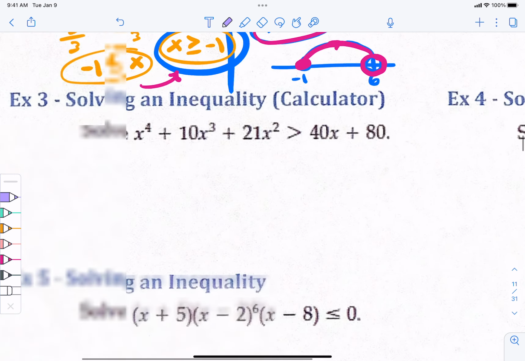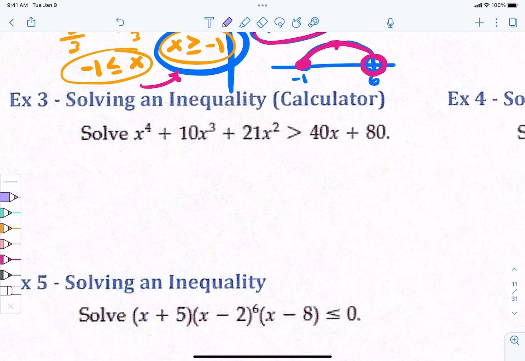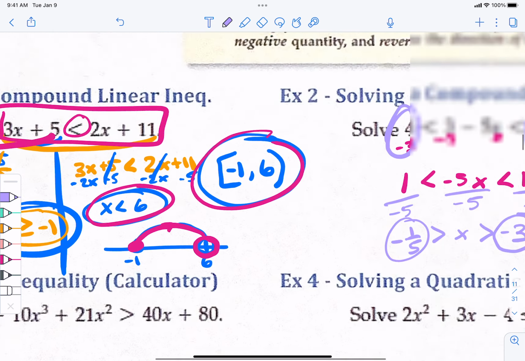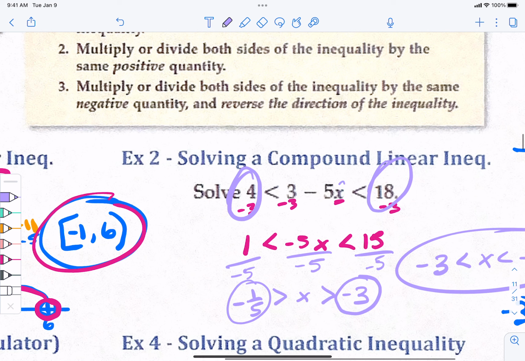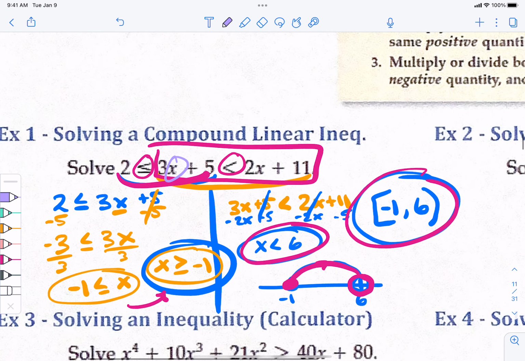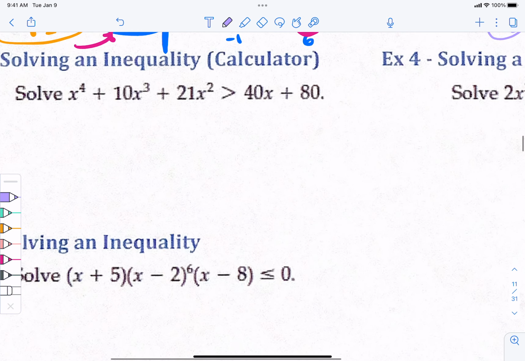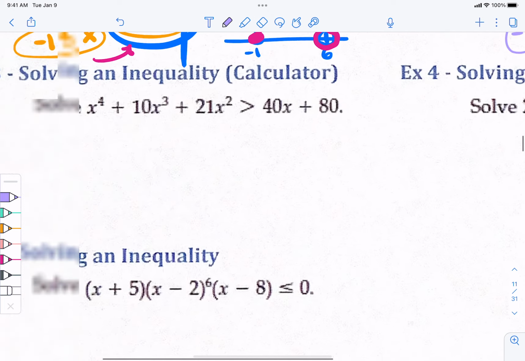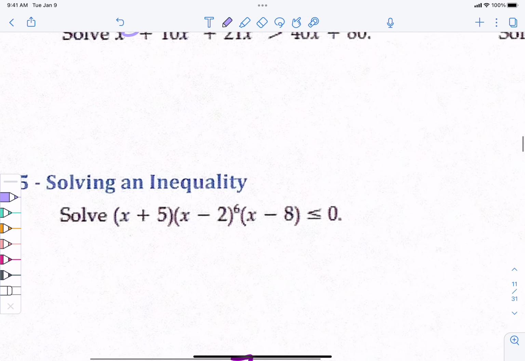All right, now, that doesn't work. We haven't done an example 3 yet. That doesn't work when you have higher powers, okay? So if you just have x's, like this was x to the first power, this was x to the first power, those are nice. Those are easy to solve. But any power that is higher than just x. So like here we have an x squared. Here we have an x to the 4th power.